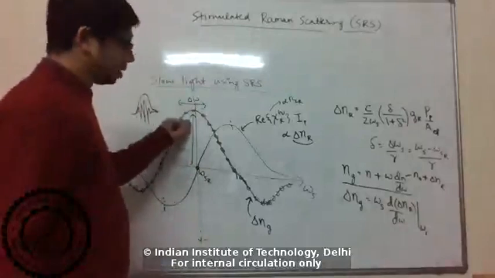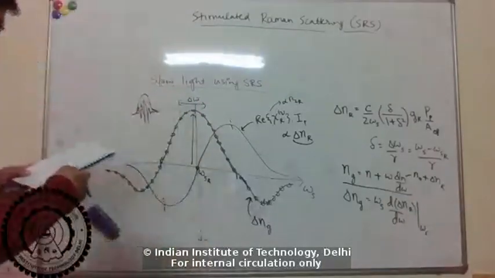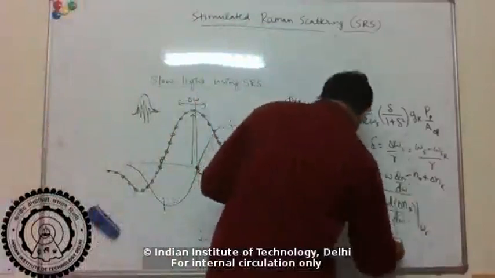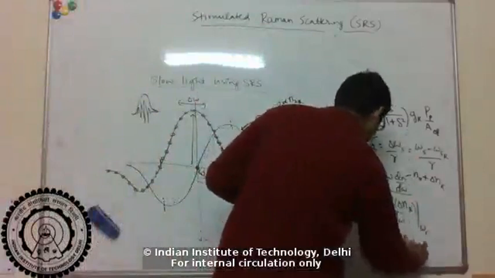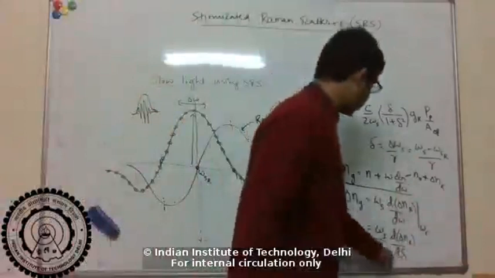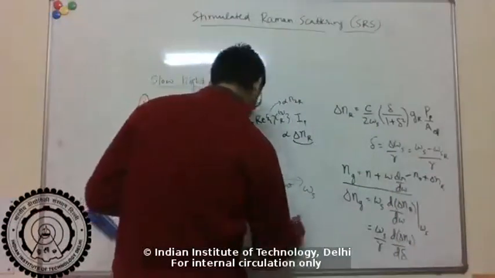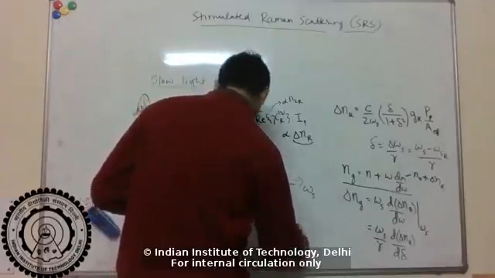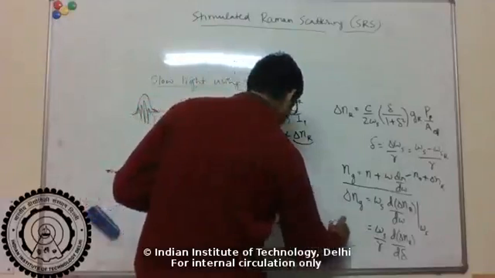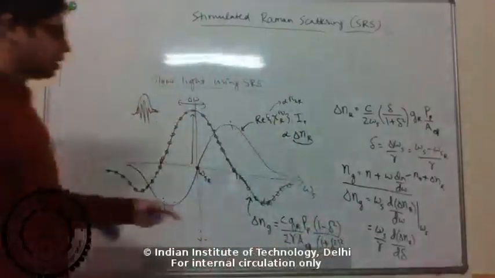So if the group index increases, that means the group velocity reduces, right? And that's why we refer to it as slow light. Okay. So this I can write in terms of the normalized detuning like this. Right, and we just put this expression for delta nr here. So you'll see that delta Ng is... okay.